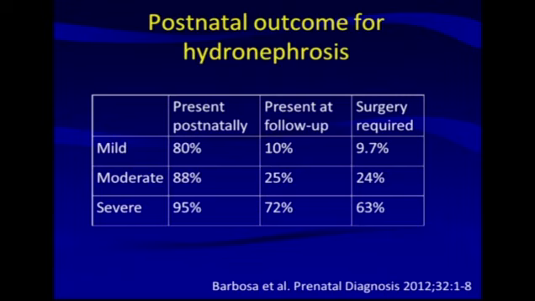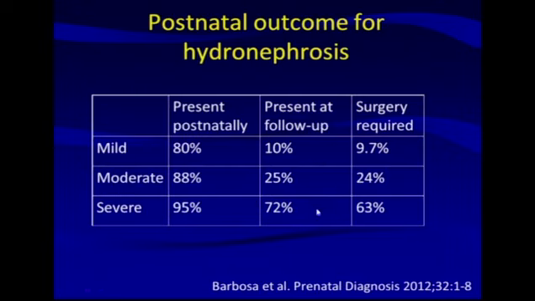Now, what happens if you follow these over time postnatally? In this study, they looked at mild, moderate, and severe hydronephrosis in many neonates, and within the first 3 months or so, what was seen prenatally was often replicated postnatally. So even in the mild cases, in 80% of cases, if you scan the child at about 3 months of age, you're going to see the abnormality postnatally on ultrasound.